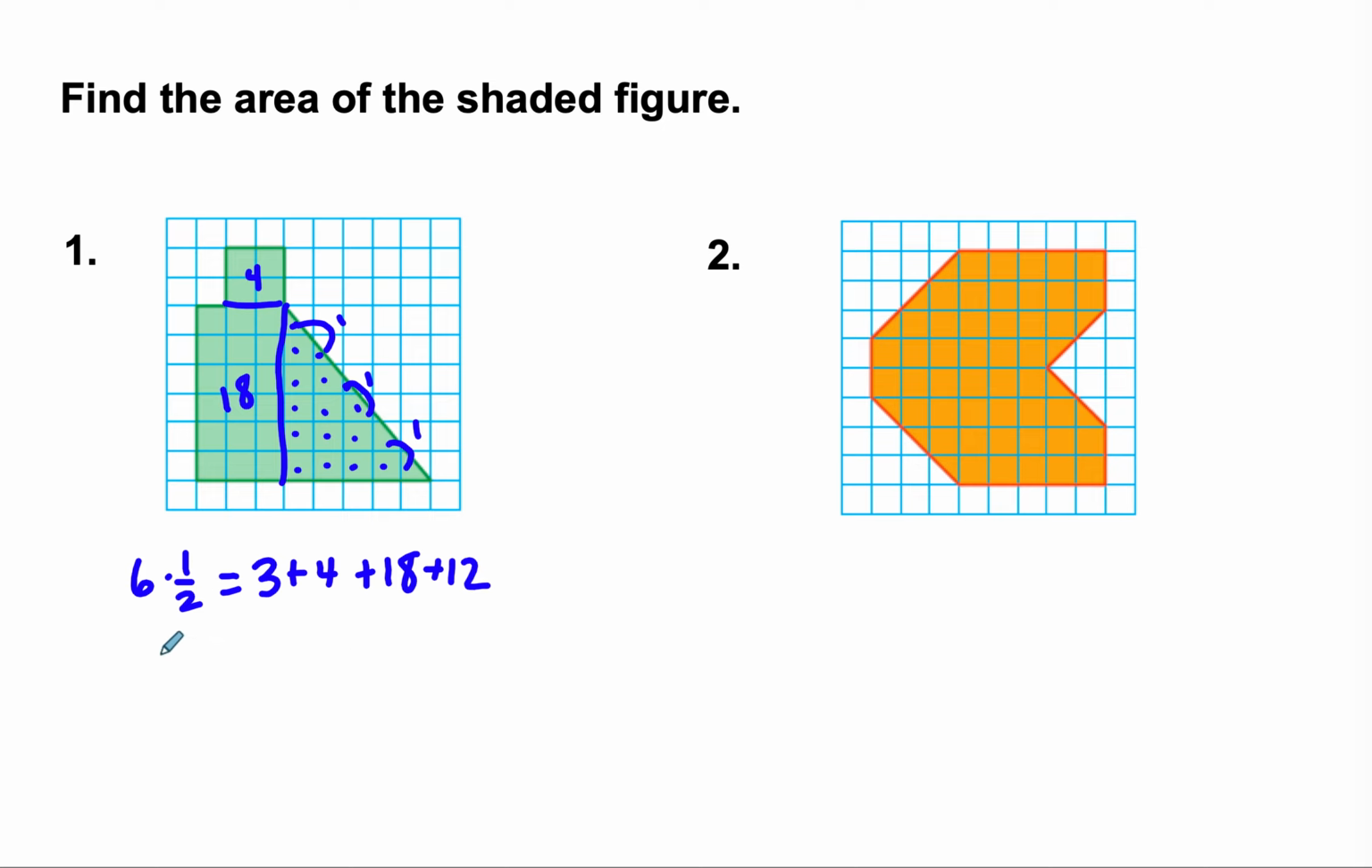All right. So now we're going to add our parts together. So 3 plus 4 plus 18 plus 12 gives us an answer of 37 units squared. Now on a test, you won't see ones like this one where the halves aren't perfect halves.